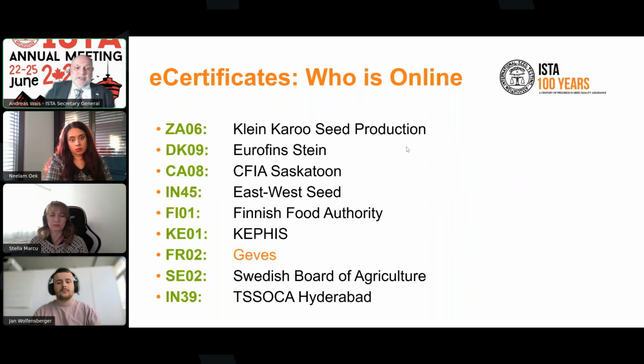Now, Geves is mentioned in orange here, which means that Geves is on the fully automated system, and Jan will give some information on how that works a little later as well.